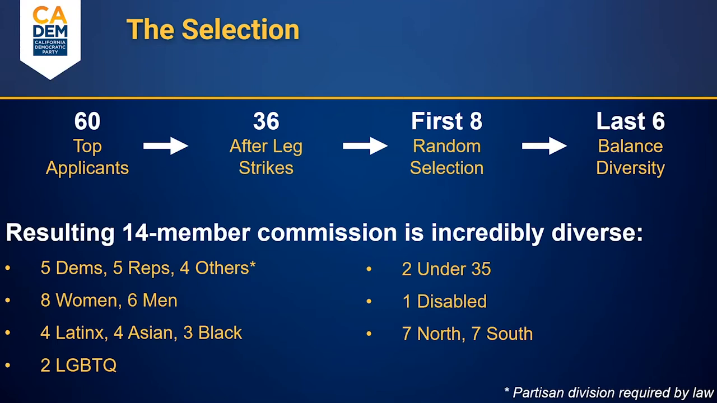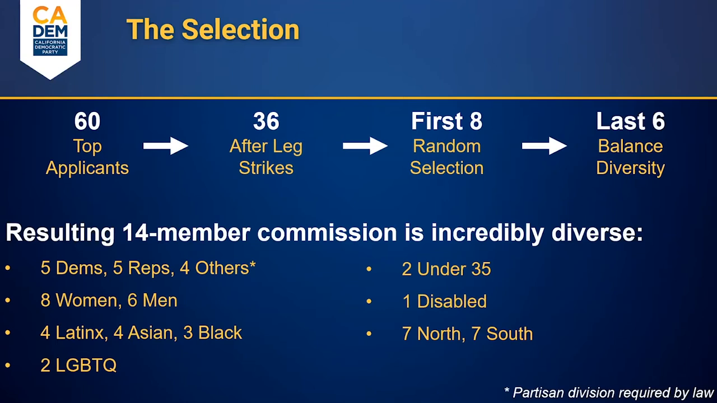1 identifies as disabled. So one of the things I point out on this new commission, despite having 14 members, there is not a single straight white male who isn't in a wheelchair among the 14. So it is an incredibly diverse group, split evenly between the North and the South.